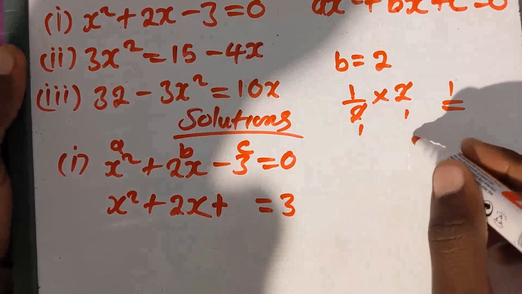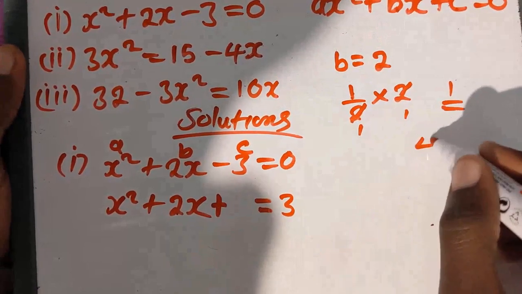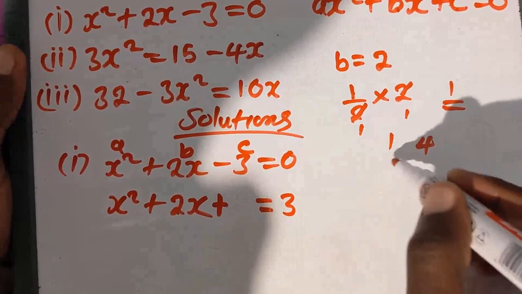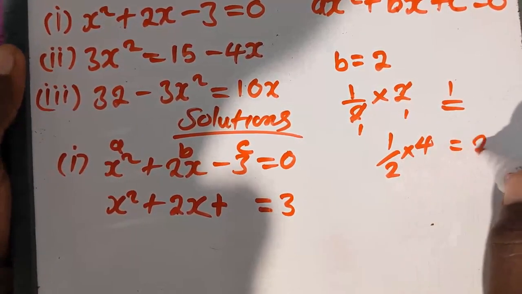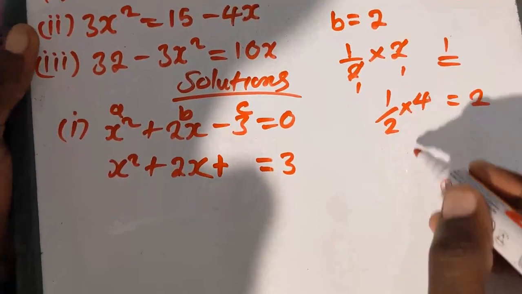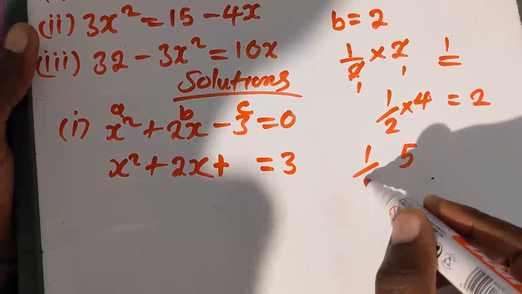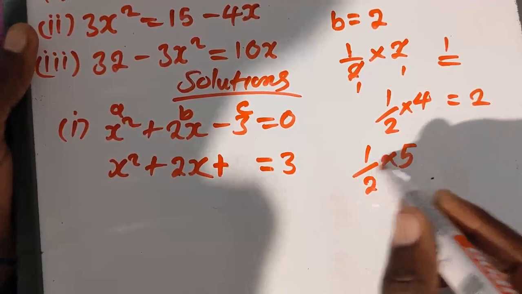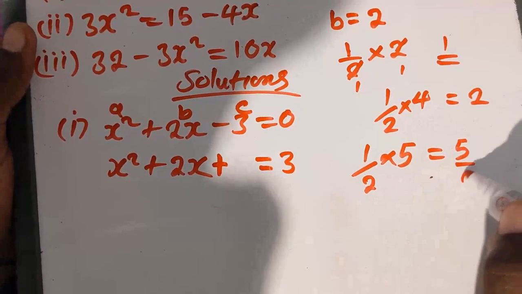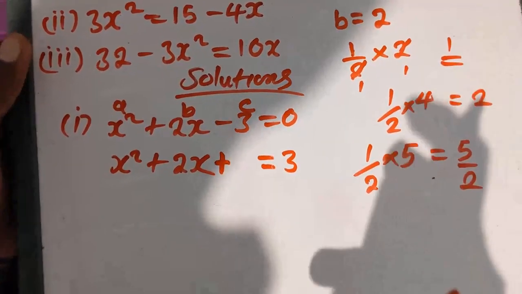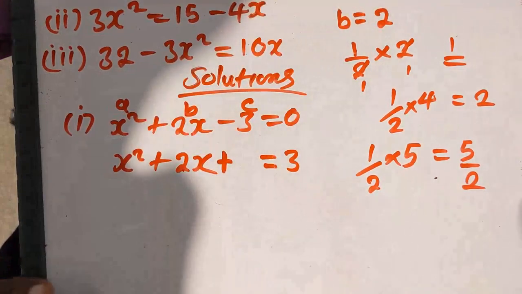When we say half of 4, we multiply 1 over 2 times 4, which is going to give you 2. So half of 5, we multiply 5 by 1 over 2, like that. So half of 5 you are going to have is 5 over 2. Don't forget this. Make sure that you get it right.